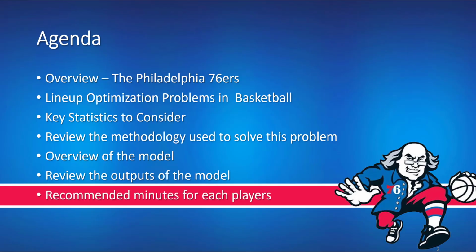So let's go over the agenda here. I will first walk us through who the 76ers are, what problem we're looking at, and some key statistics in basketball, including our objective function. And then we'll go through the constraints included in our model, provide an overview of the model itself, and present the outputs and the recommendations from a coaching perspective for the next season.